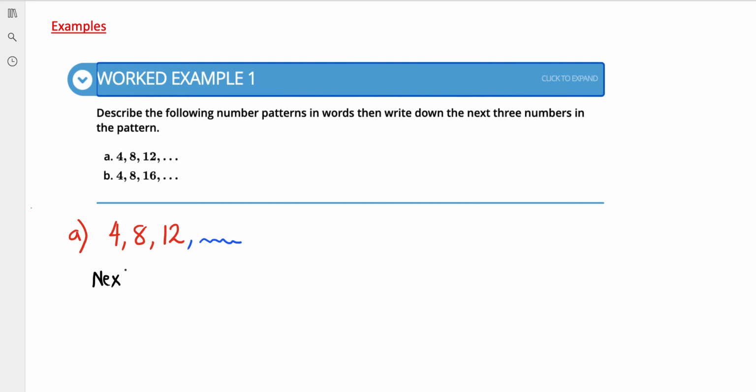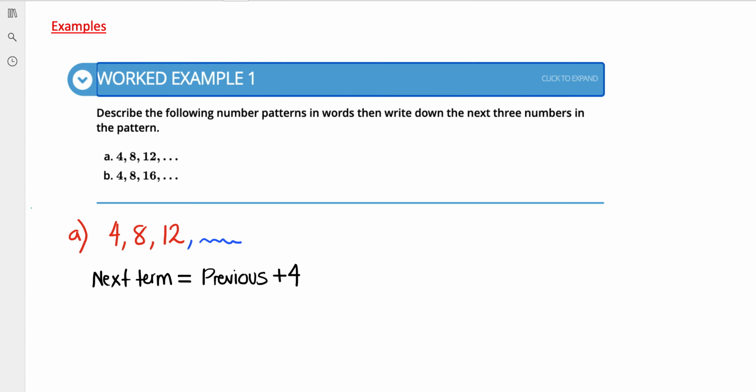The next term is going to be equal to the previous term plus 4. Okay, and with this, I have already described it.